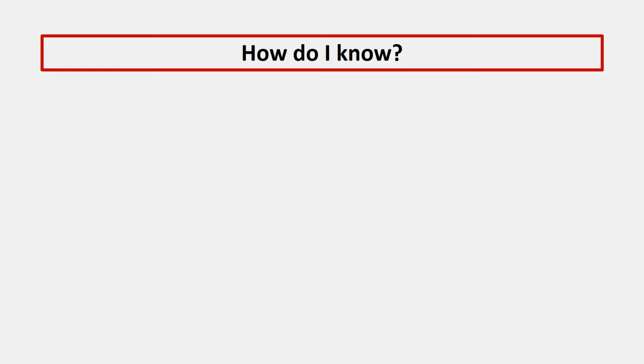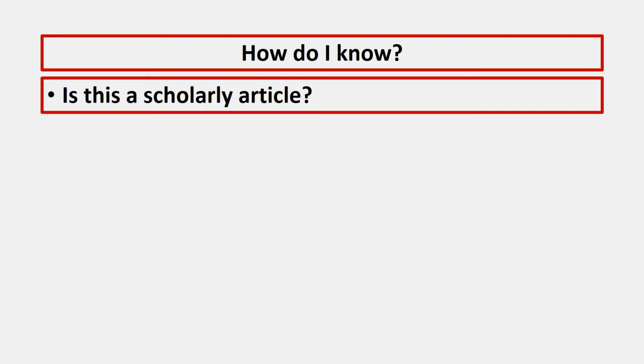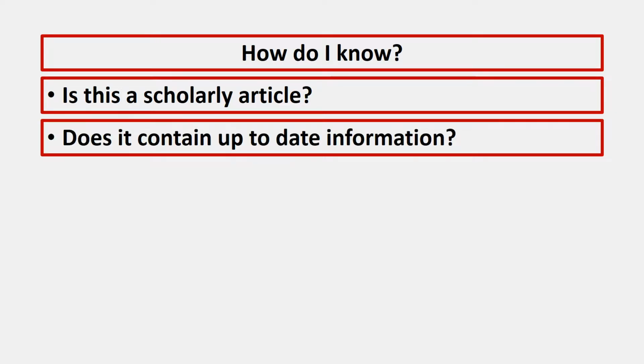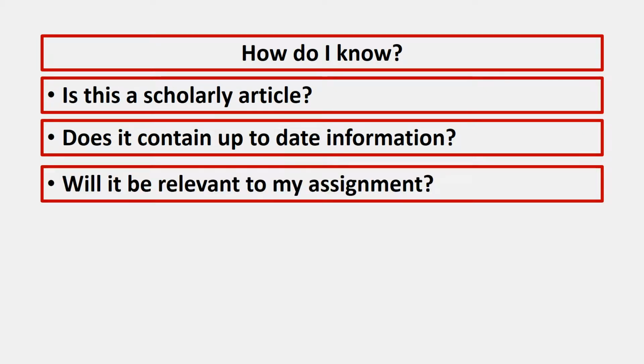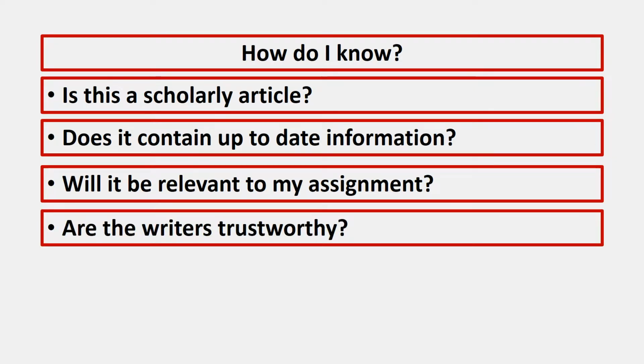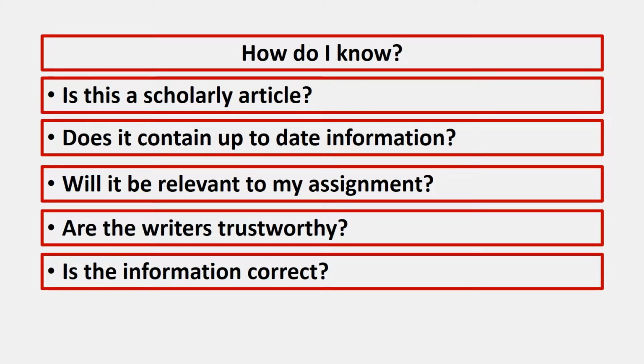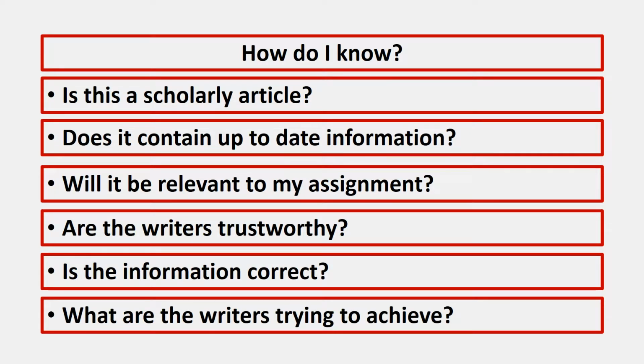When looking for information for your assignments, you may feel overwhelmed or slightly daunted by the amount of information and articles there are concerning your topic. You might be unclear if these are scholarly and academic or just opinion pieces. You will want to know if the information is contemporary and up to date, and if it is relevant to your assignment. You may be wondering if the authors know what they are talking about and are trustworthy, and more importantly, if the information they are providing is correct. You may also want to know what they are trying to achieve with the information they are imparting in their article.